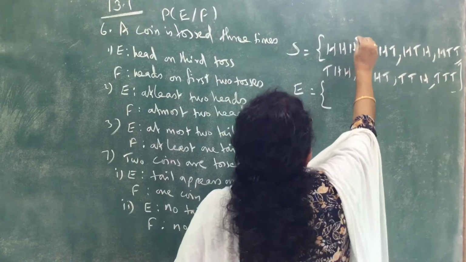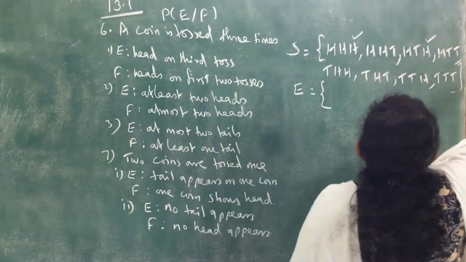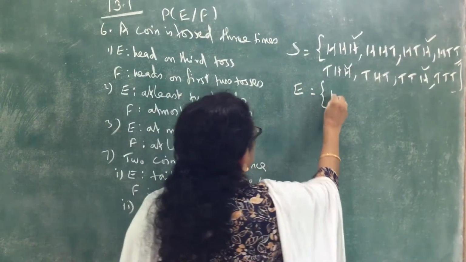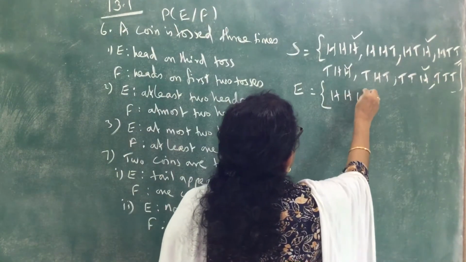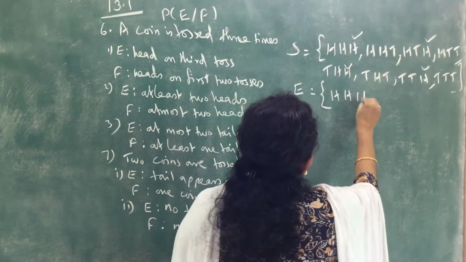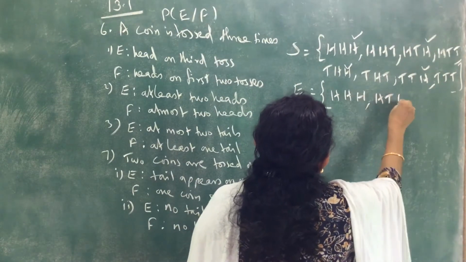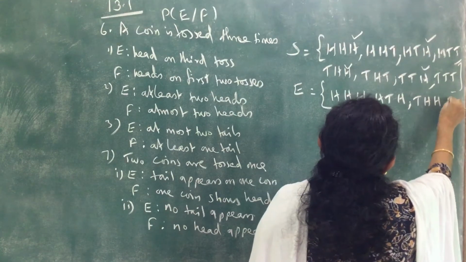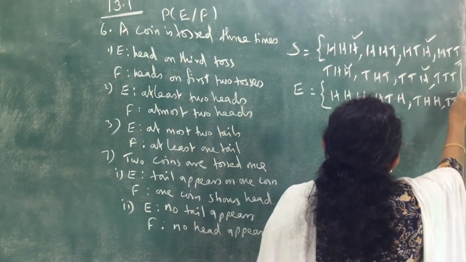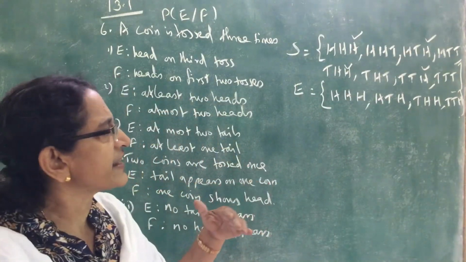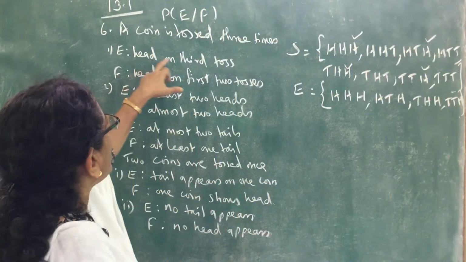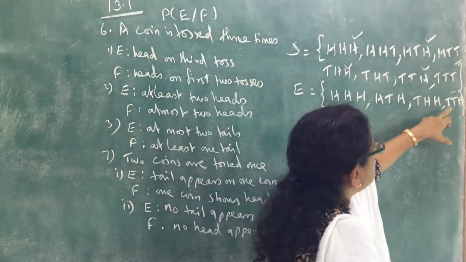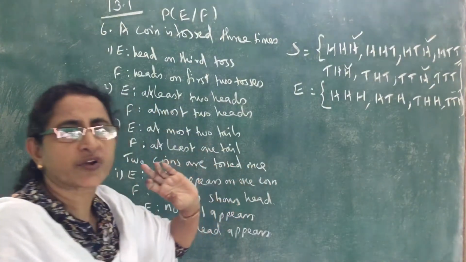So here, this one, here, and here. Head on the third toss, like that. So in these cases, head on the third toss. See, HHH, HTH, THH, TTH. These cases have head on the third toss.